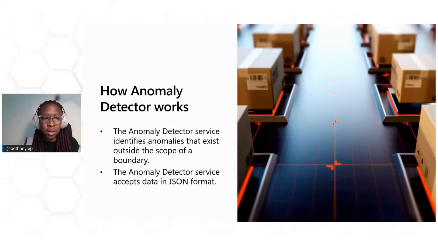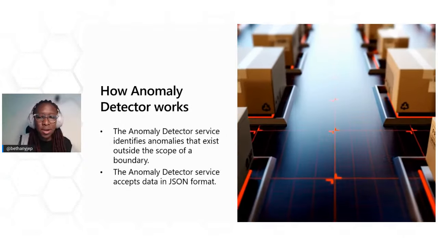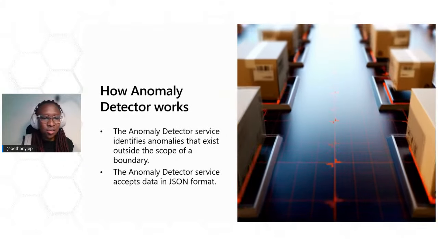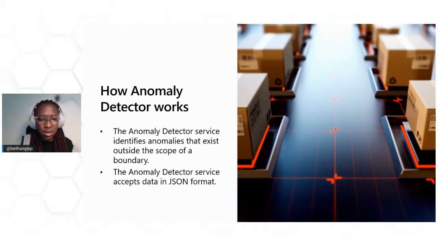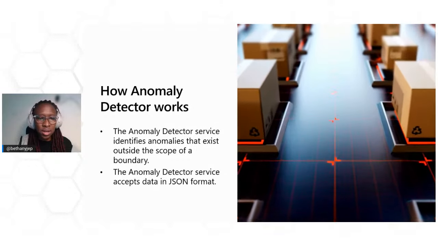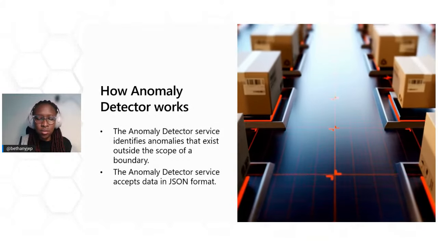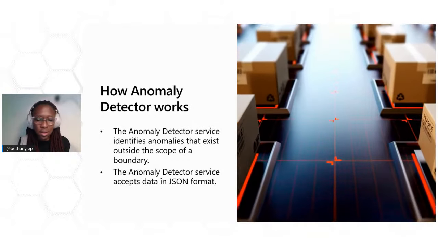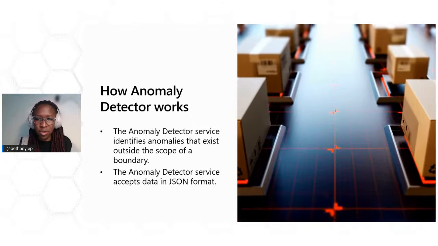How do you use the anomaly detector? You take your data and convert it to something called a JSON format. A JSON format is just a format of how your data should be collected.